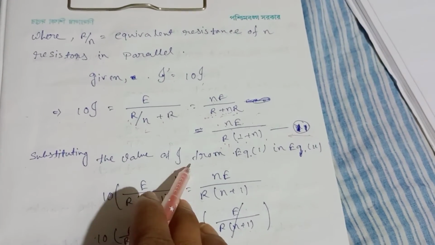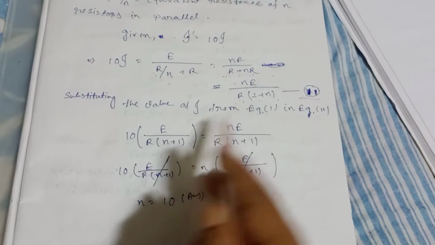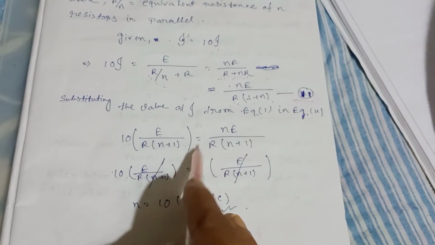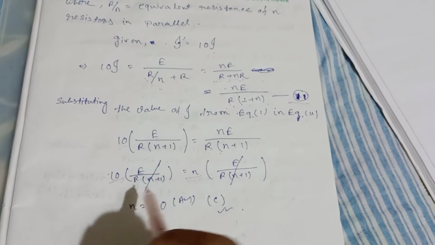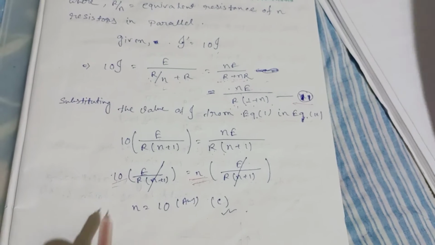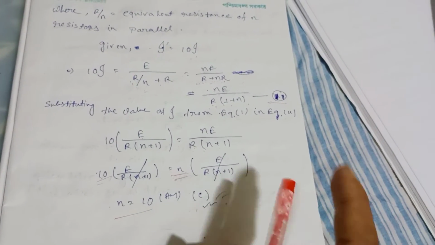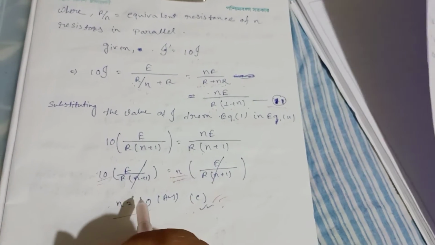Substituting the value of I from equation 1 in equation 2, 10 into E by R into (n plus 1) is equal to n into E by R into (n plus 1). Cancelling E by R into (n plus 1) on both sides, n is equal to 10. So C is the right answer.